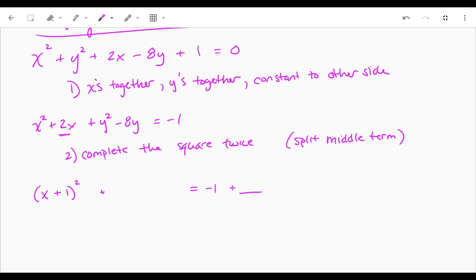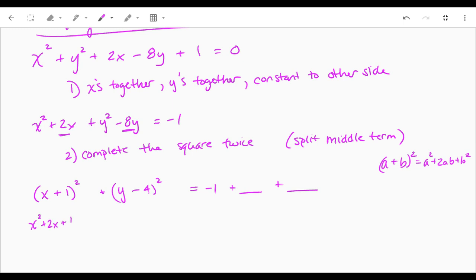And then y² − 8y, if you split the middle term, it would be −4. So (y − 4)². And we just added something there too, so we want to make sure we add it to the other side. Now, the trick here is to figure out what we just added. Think about if we were to expand these again. (x + 1)². If you want, you can use your boxes. Otherwise, remember that (a + b)² is a² + 2ab + b². So we'd have x² + 2x + 1.